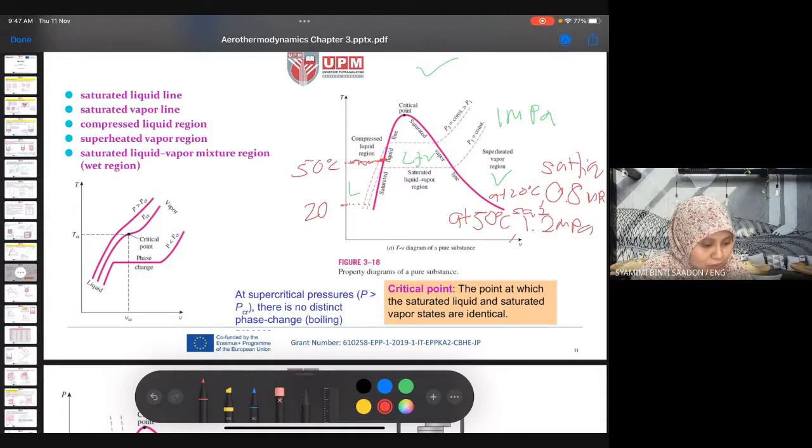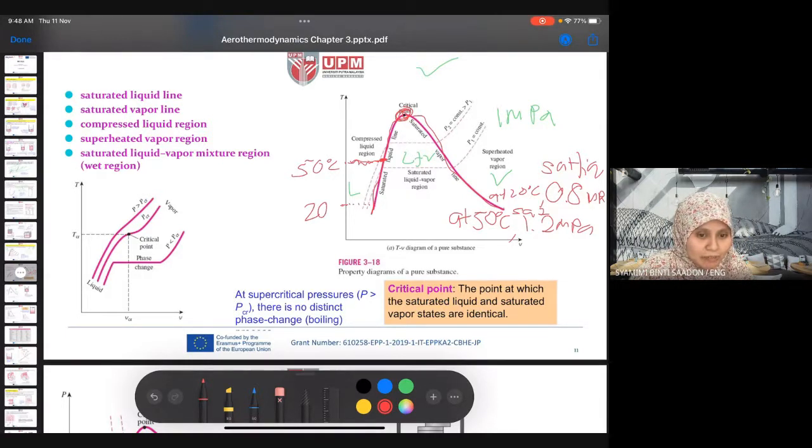The critical point is the point at which the saturated liquid and saturated vapor states are identical. So at this point, we have both saturated liquid and saturated vapor. But along this line, only saturated liquid, and along this line, only saturated vapor.